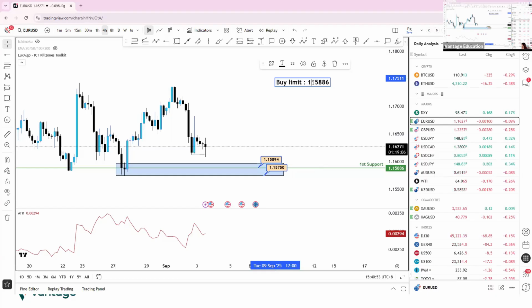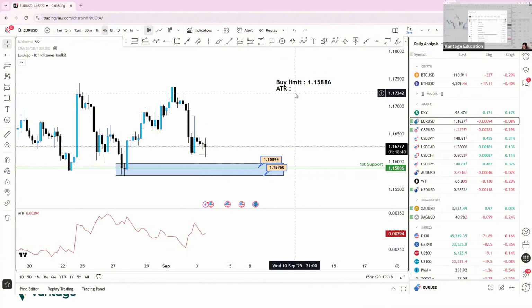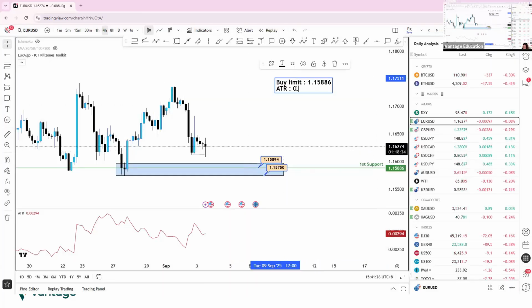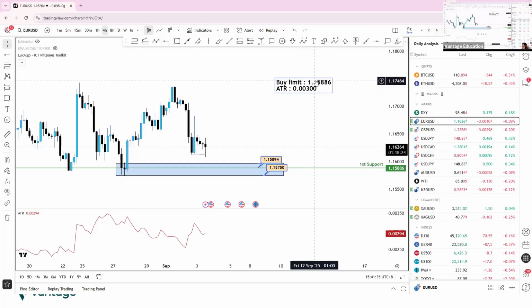I'm going to use only one ATR. The ATR would be 294. I would just say 294, 313, 302. To make it easy for us, just take 30. That would be 0.0030. That is just an average.